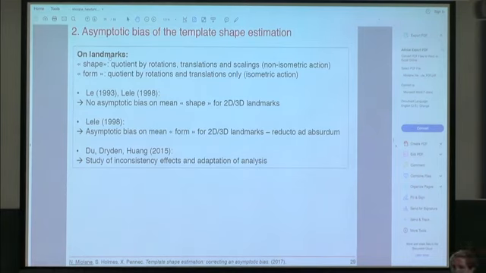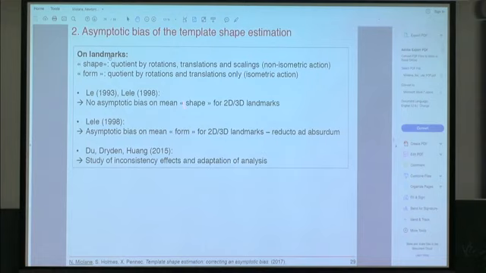So how does this work relate to what exists in the literature? Well, first on landmarks, we had results on this template shape estimation, which in that case is the Procrustean analysis. We have to distinguish shape and form in all this literature, because shape is often referred to as the quotient by rotation, translation, and scalings, which does not apply to our case because we are isometric, but rather form is the quotient by rotations and translation. And so by having this distinction in mind, you can see these results in the literature that are related to our case. There were no asymptotic bias on the mean shape.